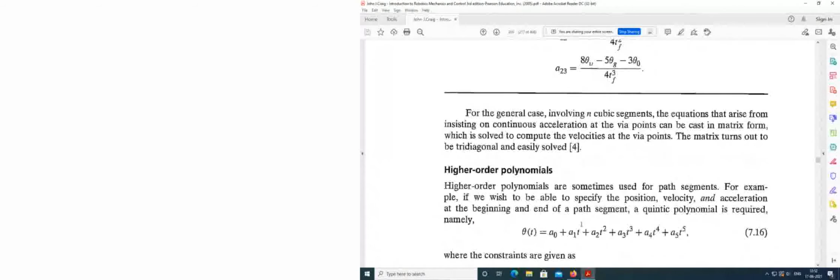Now the question is, is it necessary that it has to be a cubic polynomial? The answer is no. We can also have higher order polynomials, and if we have more constraints, we can take care of those constraints using a higher order polynomial, and it's smoother compared to the cubic polynomial. But at the same time, the drawback is it's a bit difficult to calculate the coefficients. For n segments of cubic polynomial, calculating the coefficients is a standard procedure.